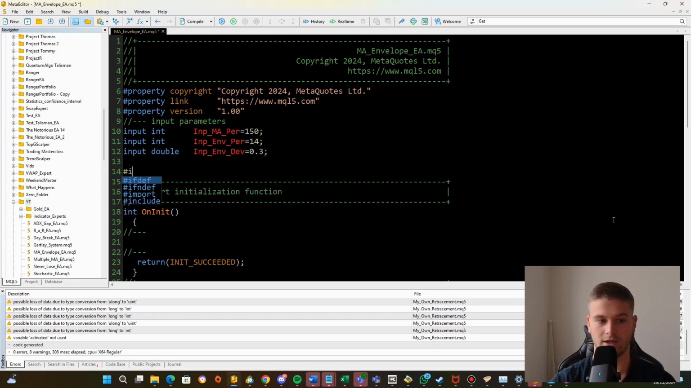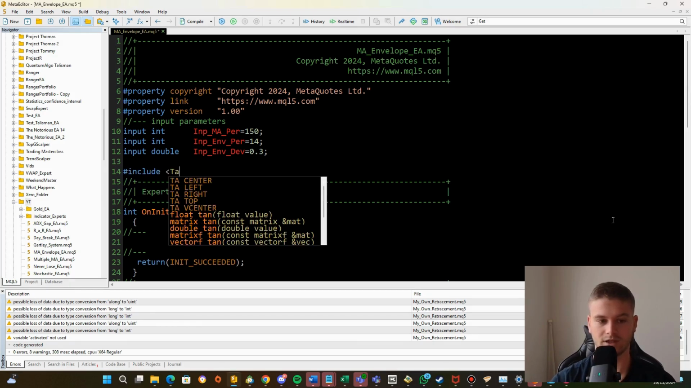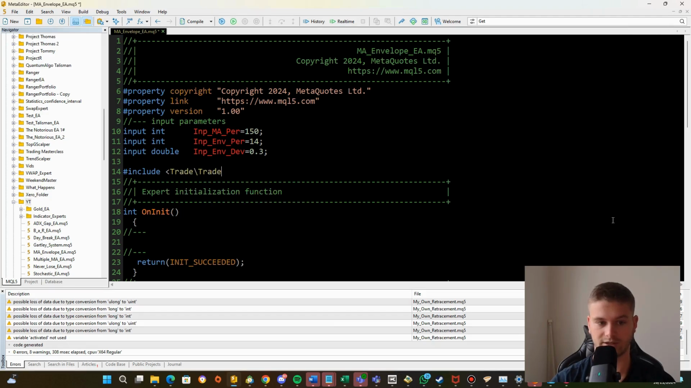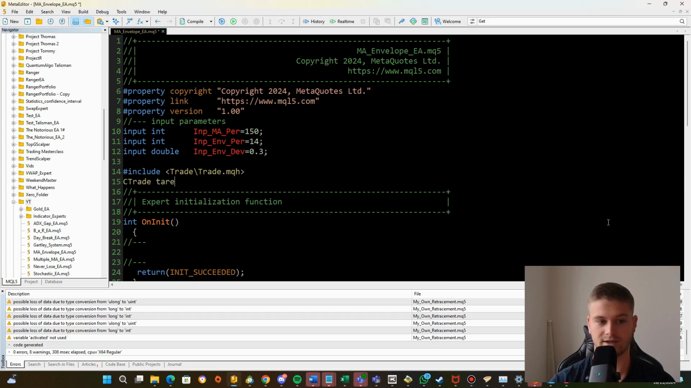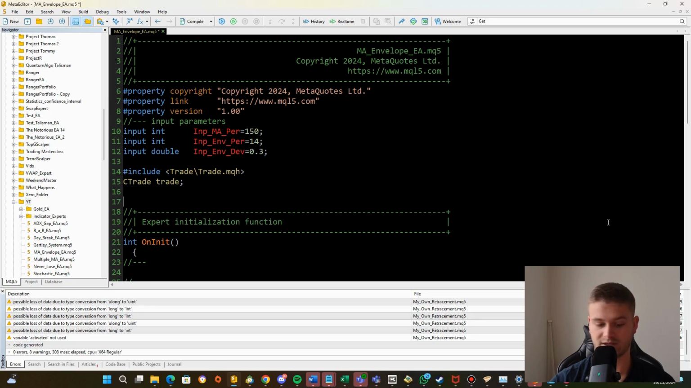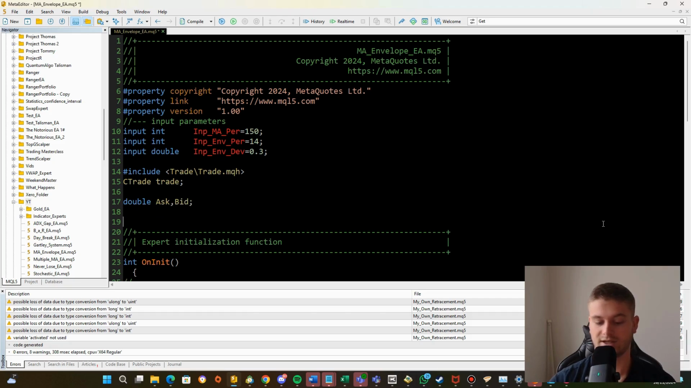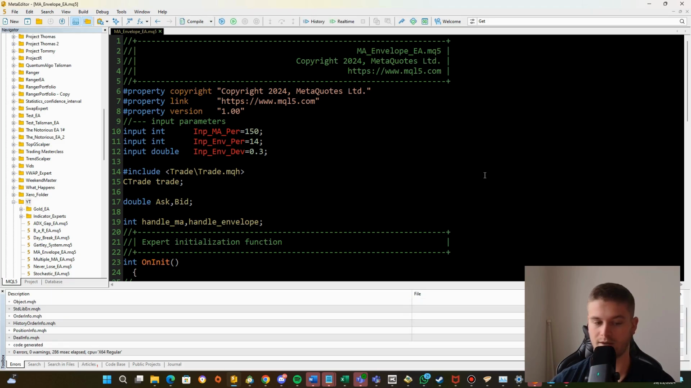So first of all, include trade/trade.mqh. Let's create an instance, so ctrade. Now let's create variables for the ask and bid price, so double ask, bid price. And now let's create handles, so integer handle MA, handle envelope. Perfect. So now compile, everything's okay.